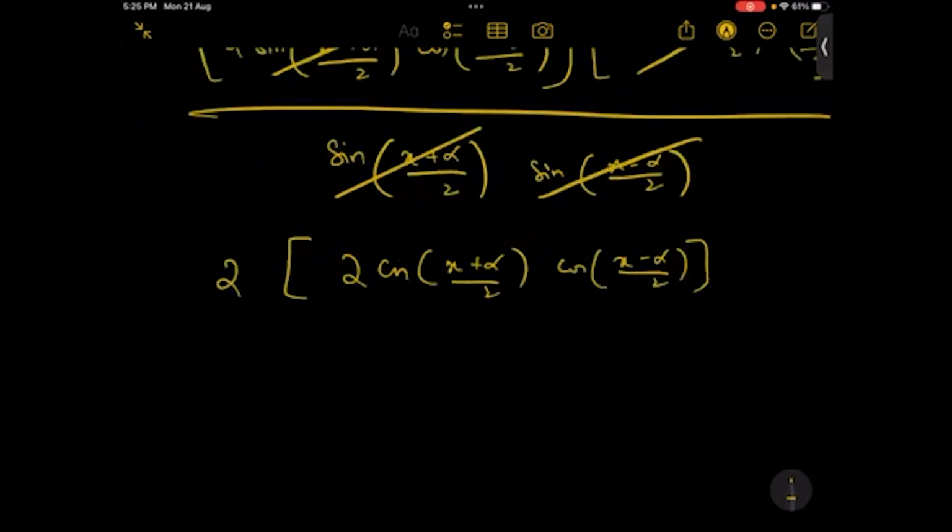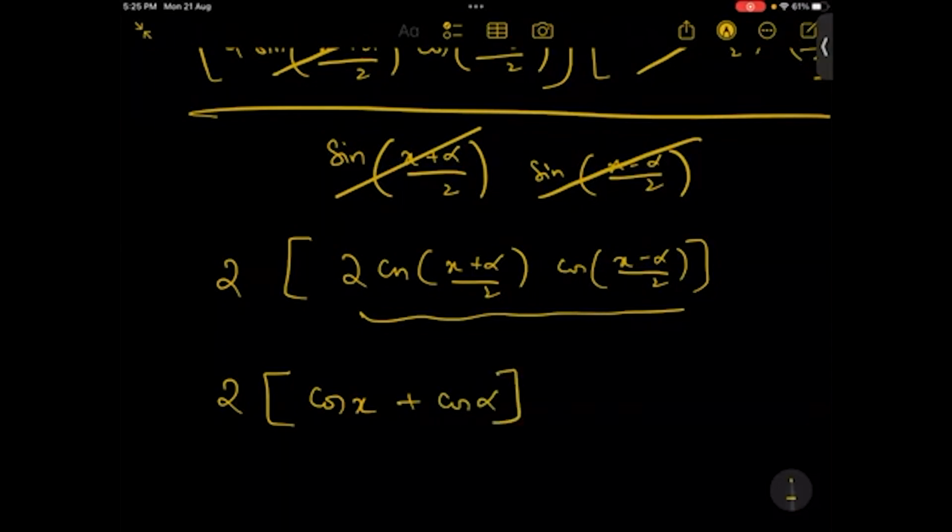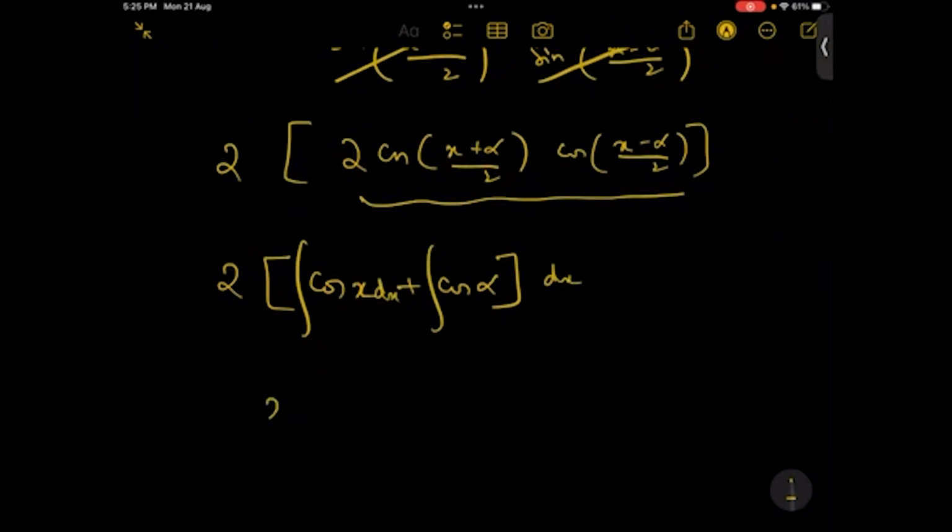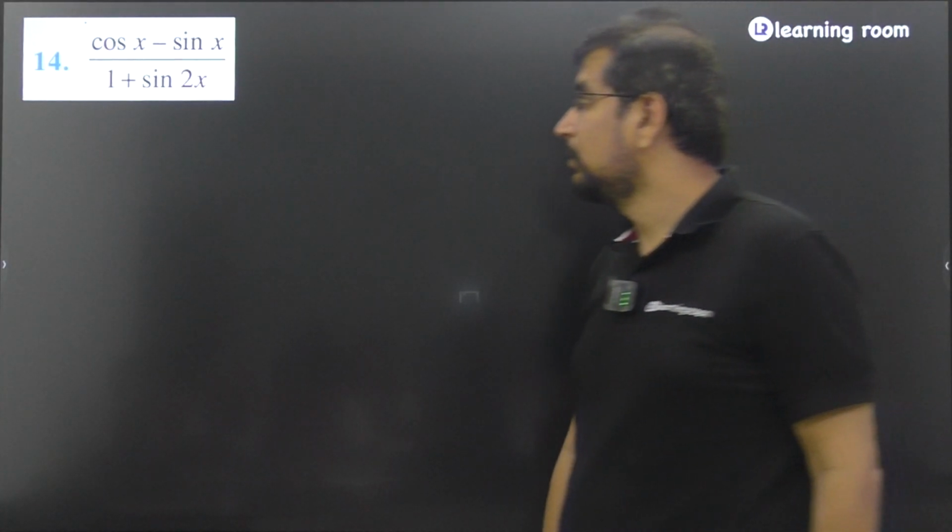So what will you get? 2 into, what is 2 cos (x plus alpha)/2 cos (x minus alpha)/2? Cos of c plus d. So (x plus alpha)/2 plus (x minus alpha)/2 is going to be x, plus cos of the difference, which will be cos alpha. So you need to find the integral of this, right? Actually, one more step and you would have been done. So 2 times sin x plus 2 times x cos alpha plus c. We'll move on to the next one.